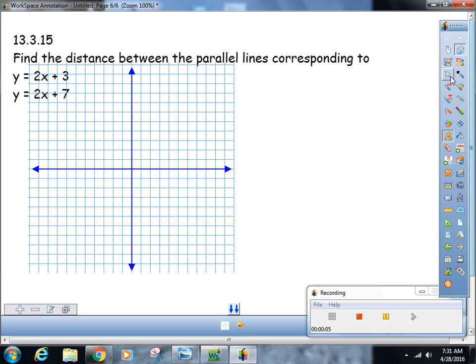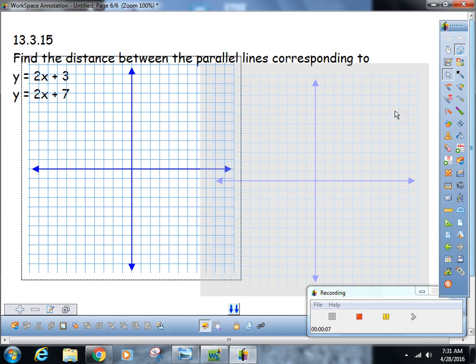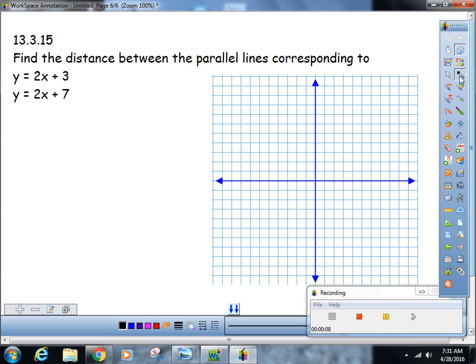We have a challenge on our hands here. This is a challenging question. Find the distance between two parallel lines. Don't you just wish the answer was 4? It seems like it should be 4, but it's not, and we'll have to graph that to explain that to you.